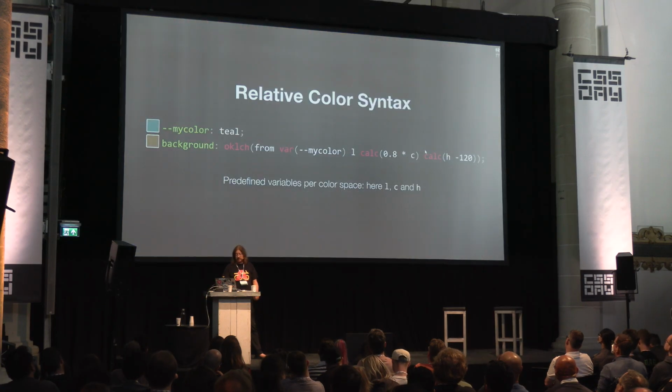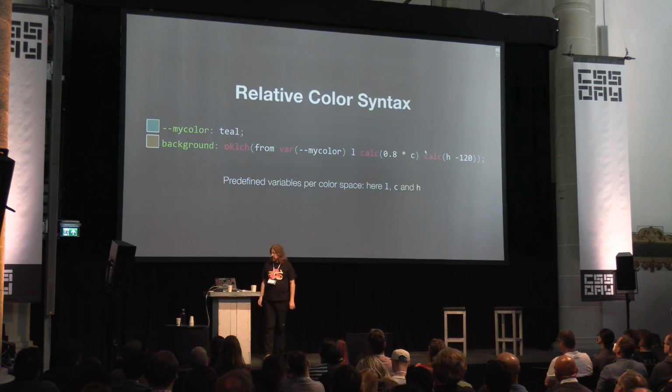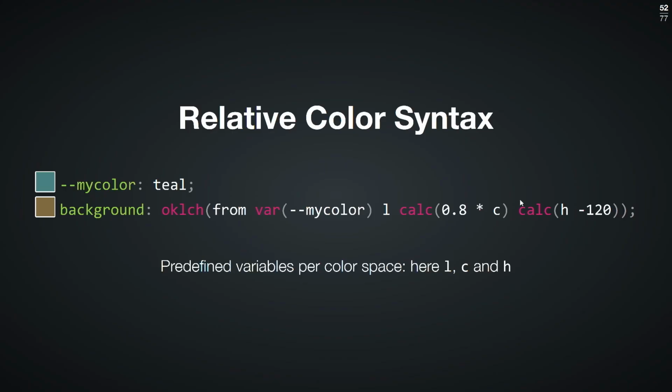Modifying colors. So this is called relative color syntax. You have a from and then a color, which is typically a variable, because having a hard-coded one doesn't really help you much. And then, so here we're mixing in LCH, and there are three predefined variables that we can use in our calc called L and C and H. And if you're mixing in XYZ, you'll have an X and a Y and a Z. And if you're mixing in an RGB space, you'll have an R and a G and a B. And you can mix them and do whatever you want to your heart's content.